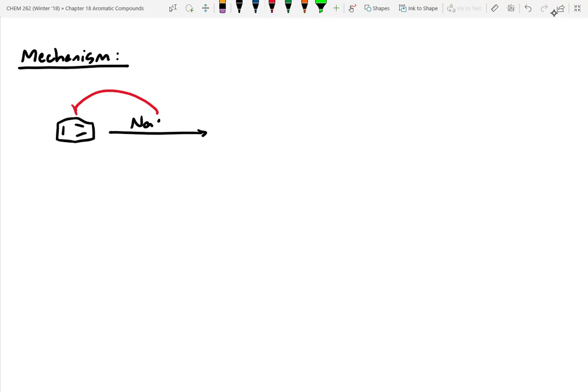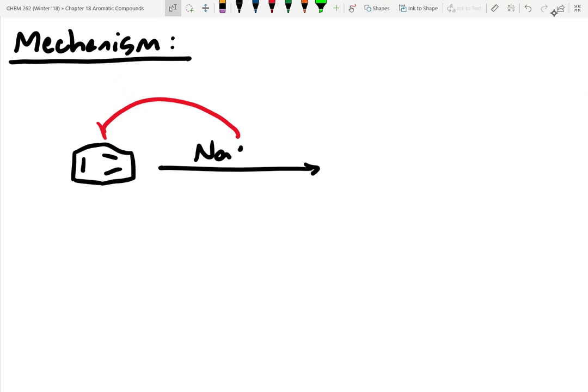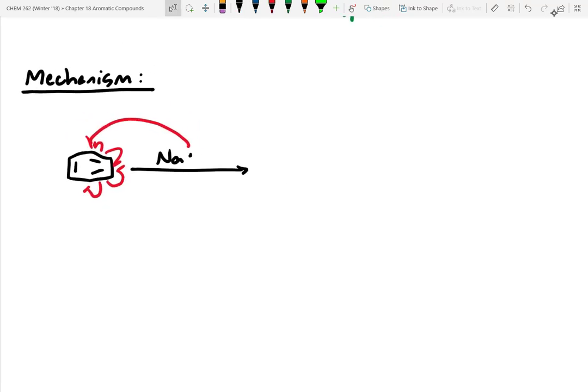Let me zoom in a bit. It's going to steal 1 electron from this neighboring pi bond, like that. And then the other one will hop down here like that, steal 1 more from this side, and then go all the way down to this side. So there's a lot of arrows involved in this. I'll zoom back out.